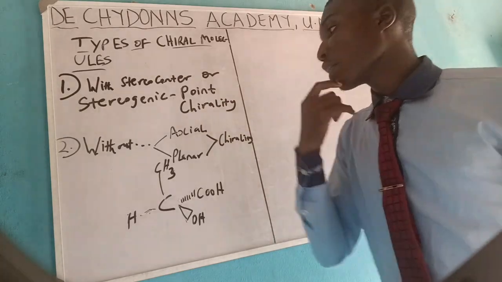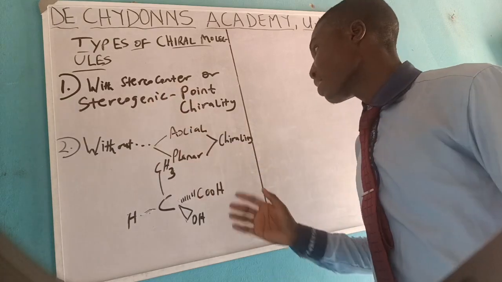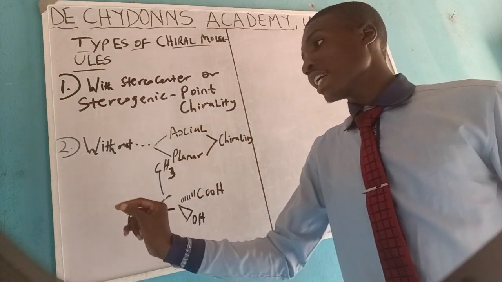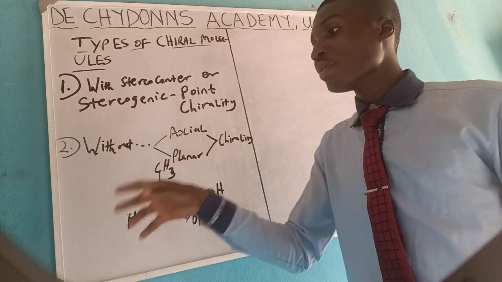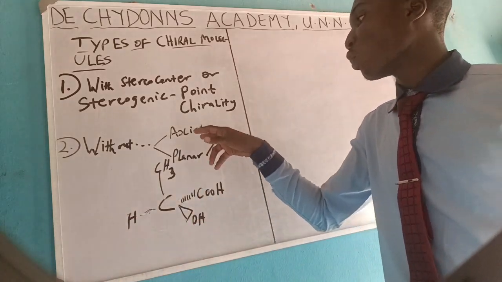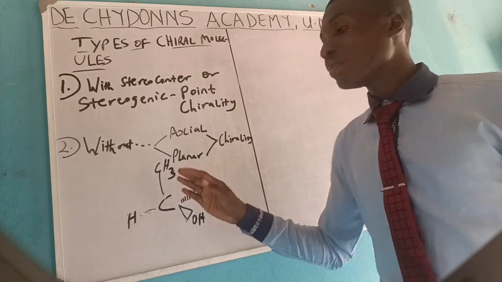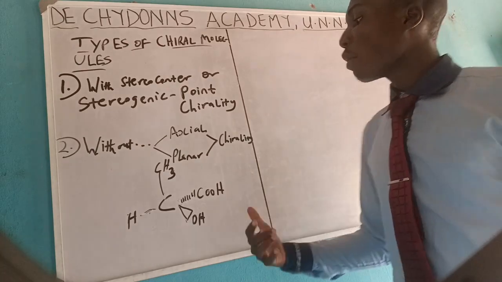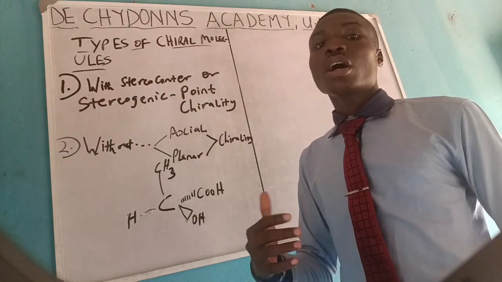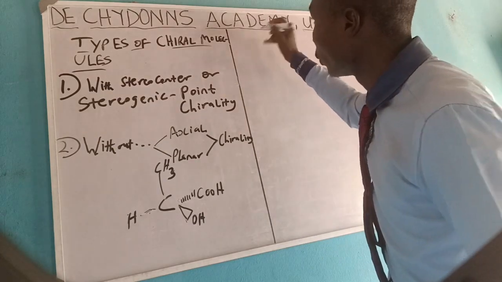But then when we're talking about chirality without stereocenter or stereogenic center, it simply means that there's no point specifically that you can look at and say, okay, from here you can now begin to talk about the chirality of the molecule. But then when we get to this particular point, I will explain the axial chirality and I will explain the planar chirality.